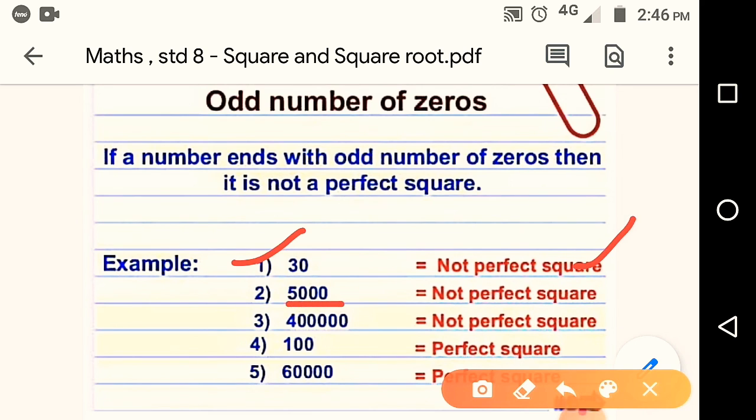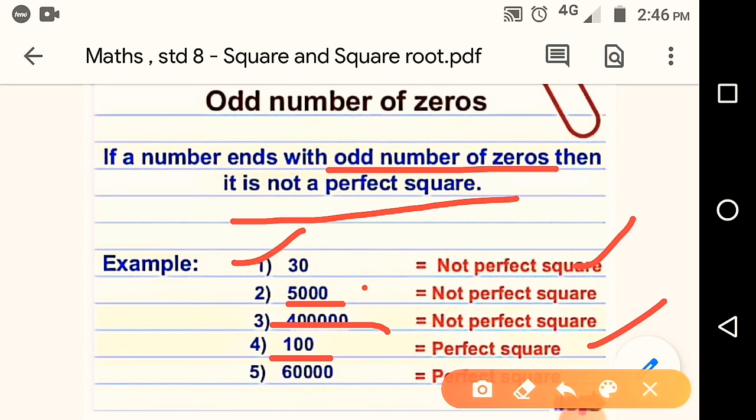How many zeros are there in 5000? There are a total of 1, 2 and 3 zeros. So 3 is odd. So if the number has an odd number of zeros, then that number is not a perfect square. So you can just count the zeros and tell me whether it is a perfect square or not. How many zeros are there in 100? 2. So 2 is even. So yes, this is a perfect square.